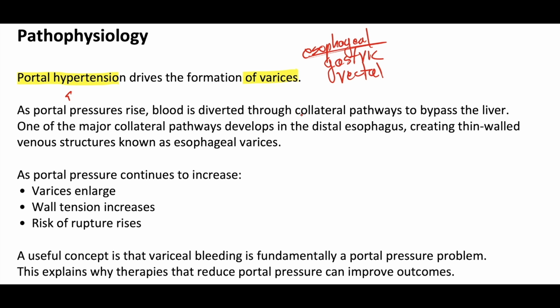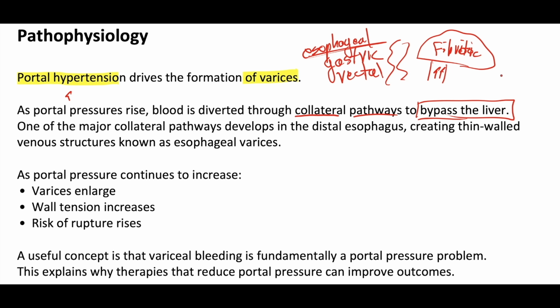And what's actually happening here is as portal pressure rises, that pressure in the portal vascular system, blood has to be diverted through collateral pathways. These pathways bypass the liver because that liver is fibrotic. So blood flow that usually would be traveling through the portal system into the liver is blocked by fibrosis. So we get higher portal pressures, and that leads to all these collaterals developing in different places to try to bypass that fibrotic liver. And one of the major collateral pathways is the distal esophagus. These create really thin-walled venous structures in the esophagus itself, and that is what we call esophageal varices.